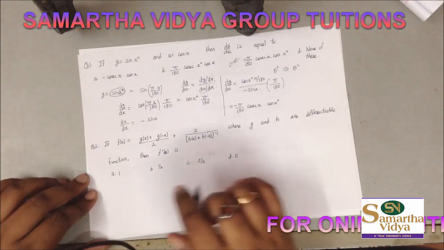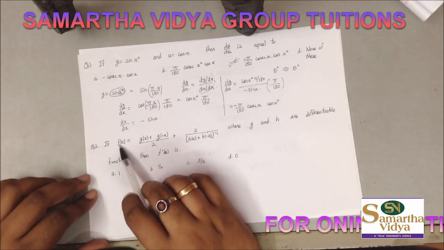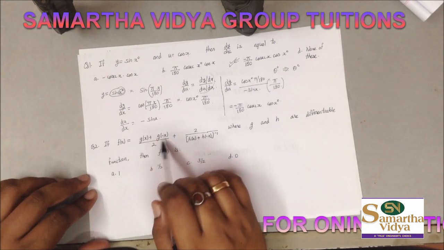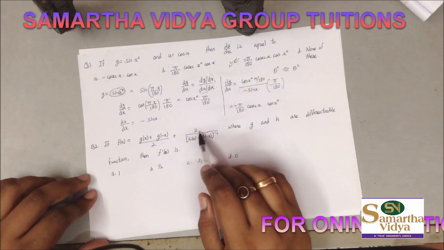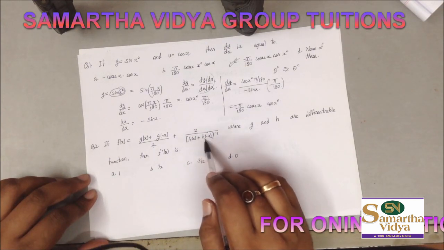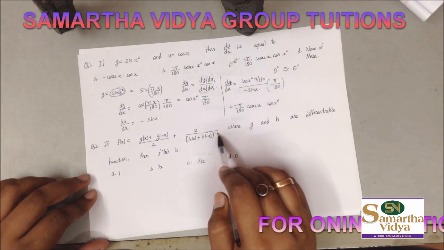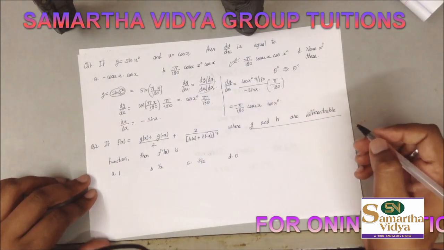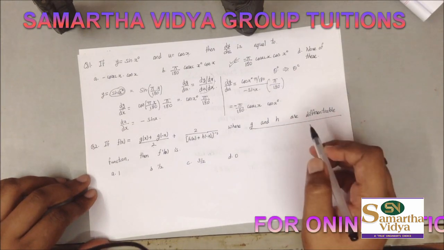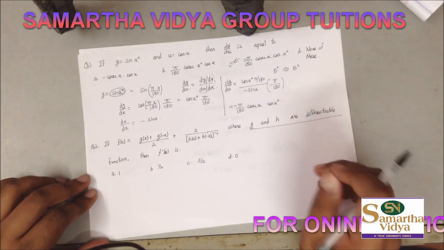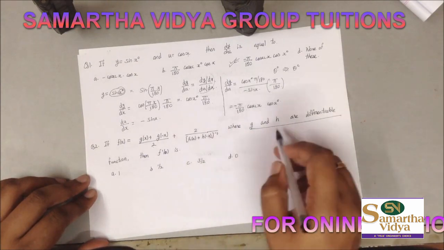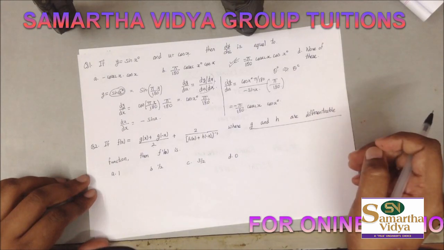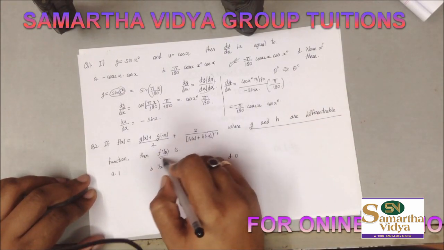Going for the second one, we have the function f of x, which is given to us as g of x plus g of minus x, by 2, plus 2 upon (h of x plus h of minus x) inverse. And the main thing which is given to us is that g and h are differentiable. That means we can find the derivative of those functions. That is a very important statement which is made, and I need to find f dash of 0.